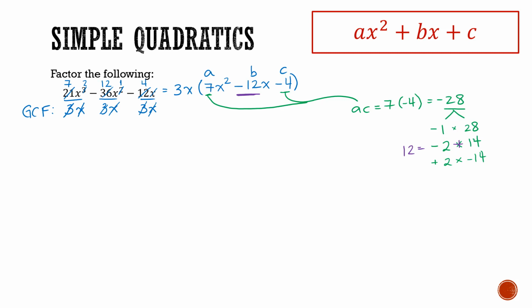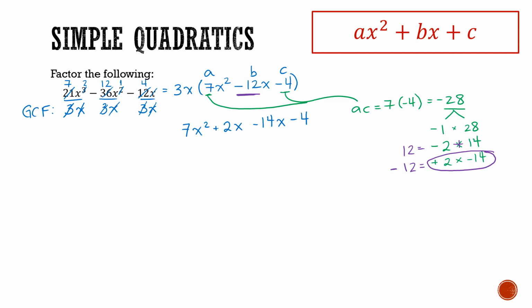Now I have the combo I need that both multiplies to get me negative 28 and adds up to get me negative 12. Okay, so now let's rewrite this expression using these values. I'm going to ignore this 3x for now and just focus on my quadratic. So I'm going to get 7x squared plus, now these two terms I've just determined, 2x minus 14x minus 4. And I can see this is equivalent to the 7x squared minus 12x minus 4 that I had before. But now I can factor by pairing.